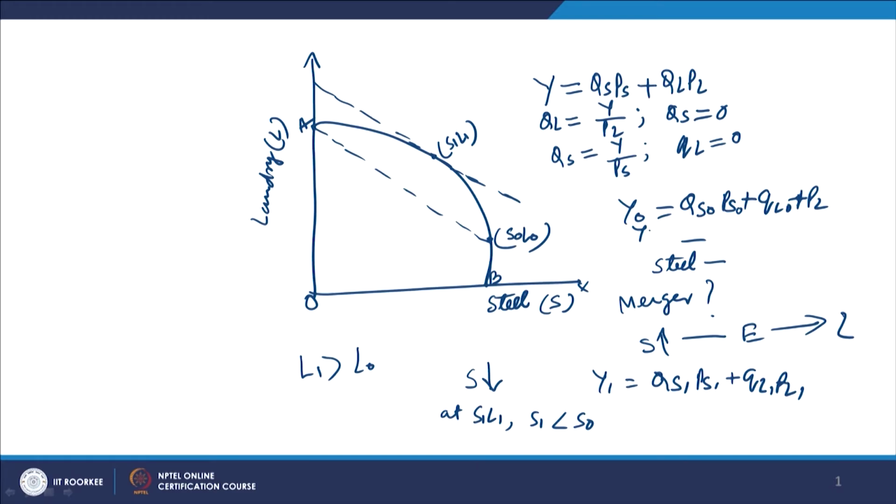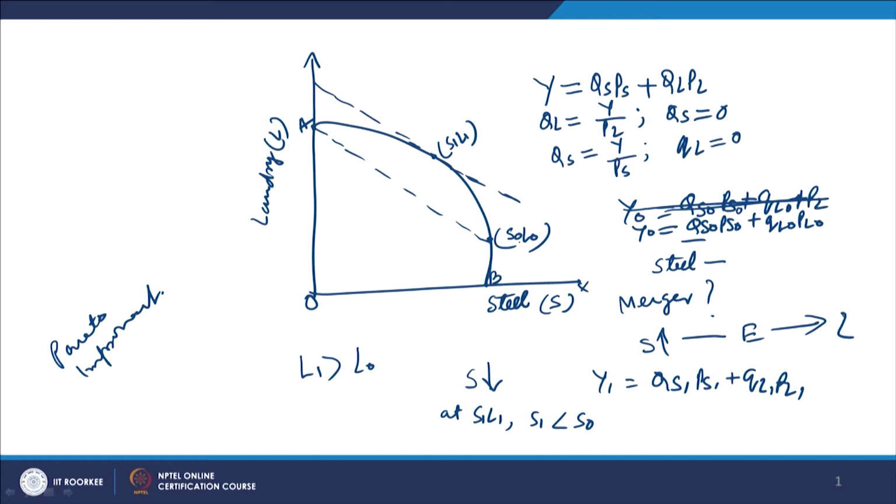Okay, so y0 equal to Qs0 Ps0 plus QL0 PL0. So, you can take this. Now the new equilibrium point is at S1 L1, and this shows Pareto improvement. So, this is the case of Pareto improvement, because now after the merger, efficiency is improved.